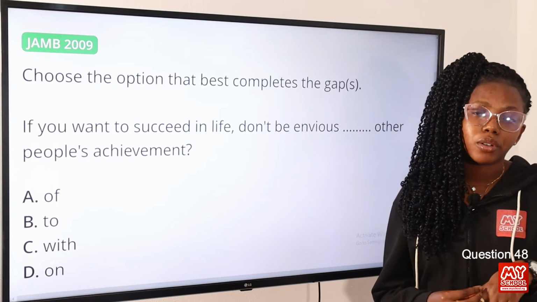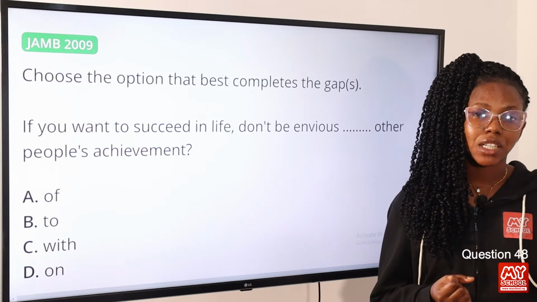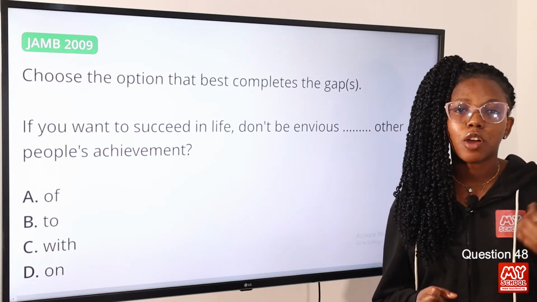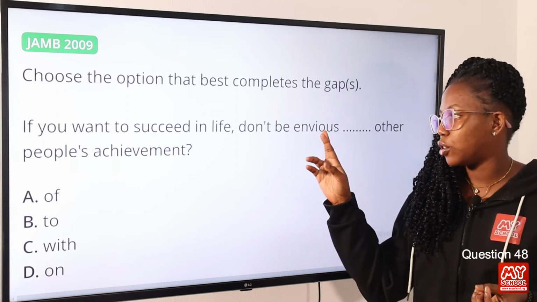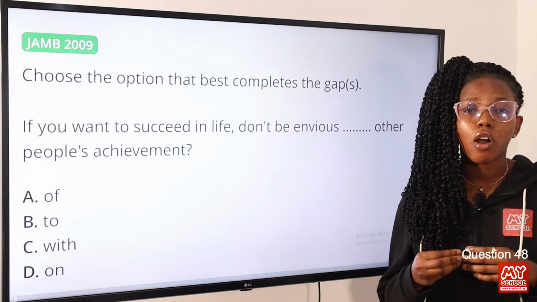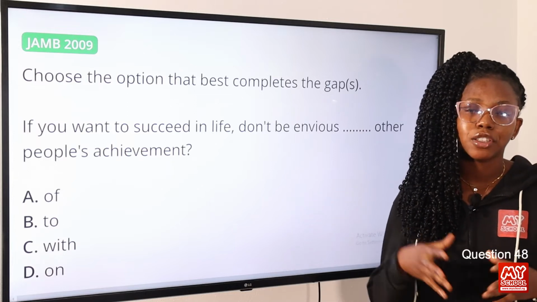There is what is called prepositional adjectives. Certain prepositions will go with adjectives and they are considered appropriate for that particular adjective. So we also have prepositional noun, prepositional verb. But in this context, we see envious, so we think of prepositional adjective. In this context, of will go with the adjective envious. So we have option A as the correct answer to this question.